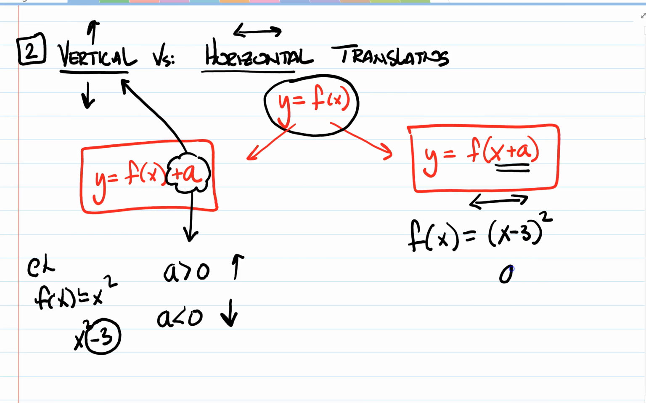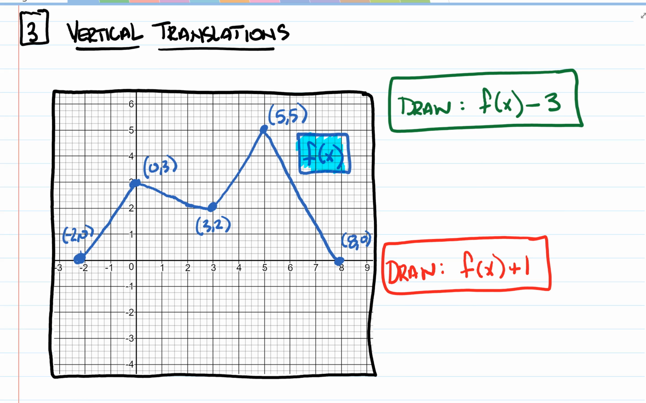So in this case, if a is greater than 0, it's going to be left a units. And if my a is less than 0, it's going to be to the right a units. So I'll talk more about that. But I wanted to introduce the idea of vertical versus horizontal translations, and we will do an example in just 1 second.